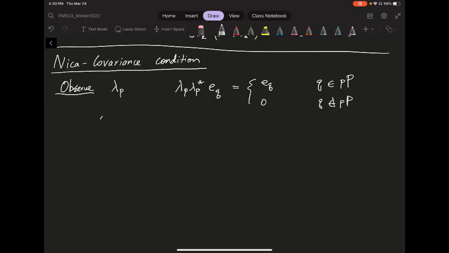So in other words, lambda p lambda p star is very easy to describe. This is just the projection onto the span closure of all the e_q where q is inside pP, the principal right ideal of this little p. So you have an orthonormal basis for this range projection. You can describe it very easily.